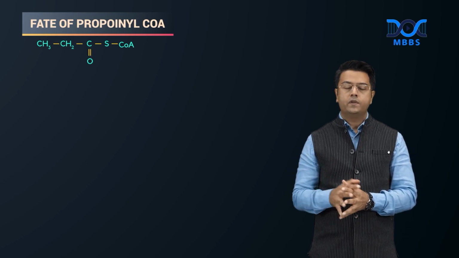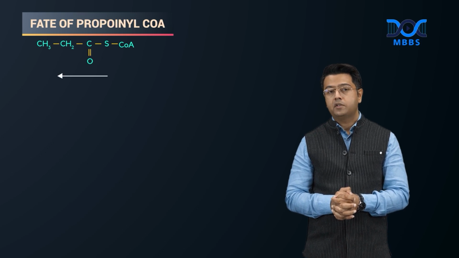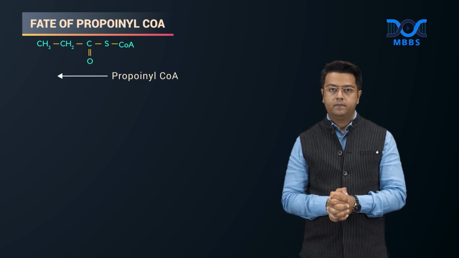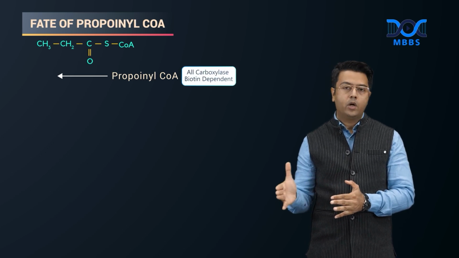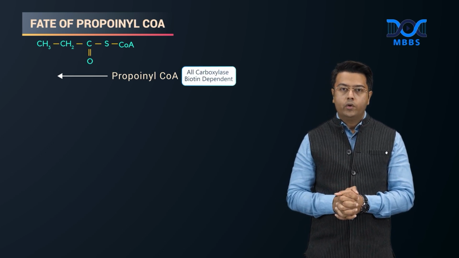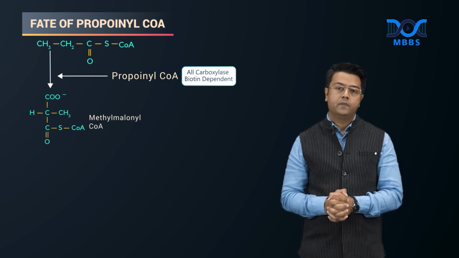Guys, this propionyl coenzyme A will be acted upon by the enzyme called propionyl coenzyme A carboxylase. All the carboxylases are biotin dependent. So this enzyme converts propionyl CoA to methylmalonyl coenzyme A.